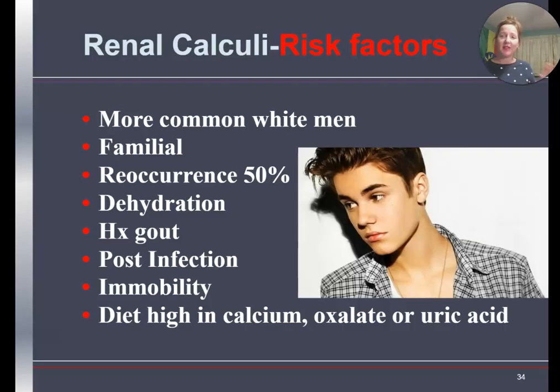People in your family, if they have stones, it's more likely that you'll have stones. And it happens again. If it's happened once, it's going to happen again, most likely, 50%. Stay hydrated.